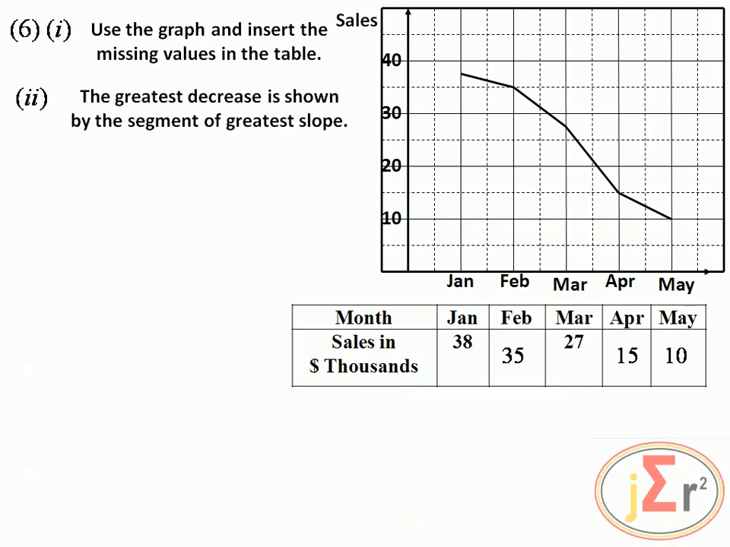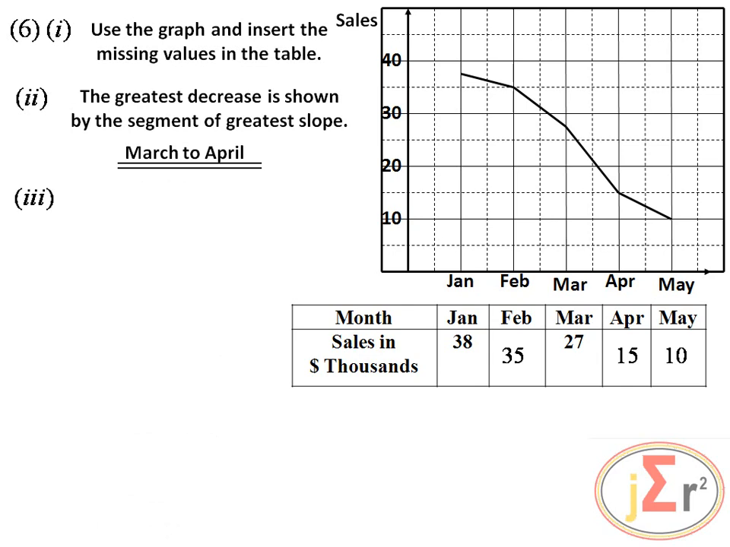The greatest decrease is shown by the segment of greatest slope. Now we are determining between which 2 months we have the greatest decrease in sales, and that is represented by what? The region of greatest slope, right there between March and April.